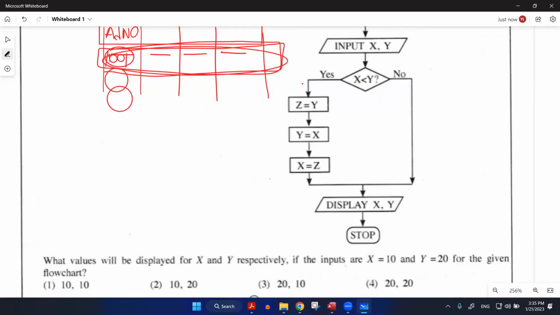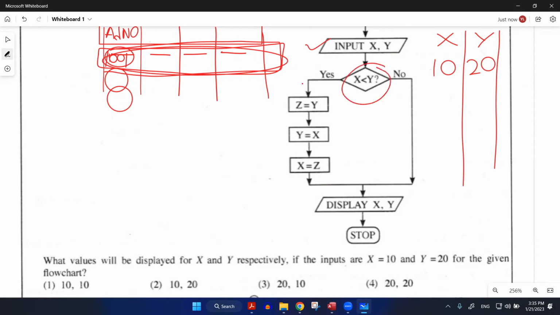How is it going to be? X is 10, y is 20, and the input in x and y goes like that. Then the question asks whether x is larger than y. So, I'm sorry, is x less than y? X is 10, y is 20, so of course x is less than y. Then it goes on the yes part.